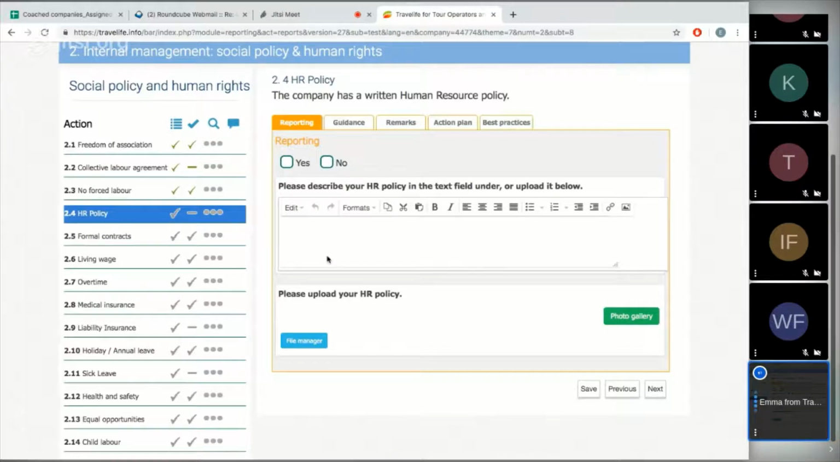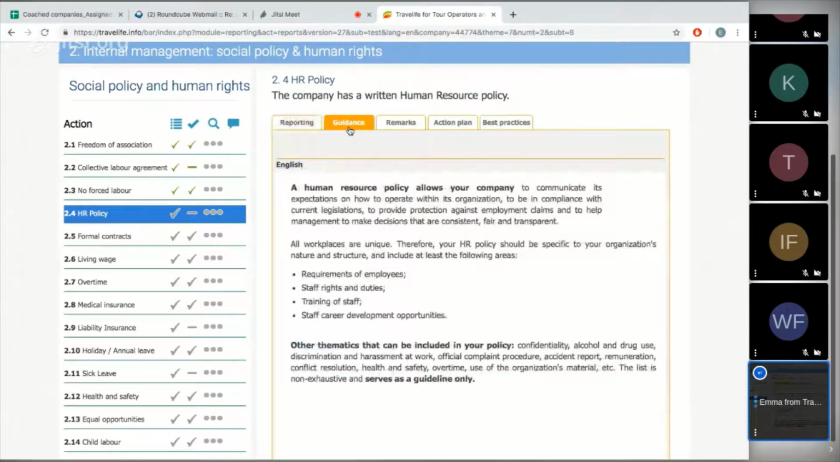So 2.4 is the human resource policy. So if you have a written human resource policy already, that's great, and you can upload it and attach it under the file manager, of course. However, maybe for some smaller companies, you don't have a formal human resource policy. Then, as you can see, it's non-mandatory. You can click no, but it would be useful maybe to view guidance and see what kind of areas can be included in a human resource policy. And perhaps you would want to create an action on it to start working on it.